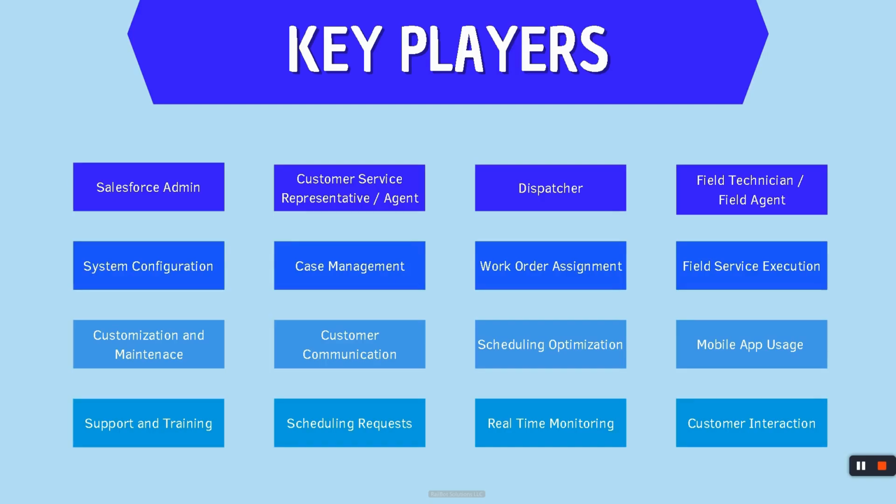So these are the members or the users that are on site. They are in the field. They go and do the work execution. So their primary task is the field service execution. Then we have the mobile app users. So they do the mobile app usage. And then finally, they also do the customer interaction because they are the ones going to the customer location. They have to do the customer interaction.